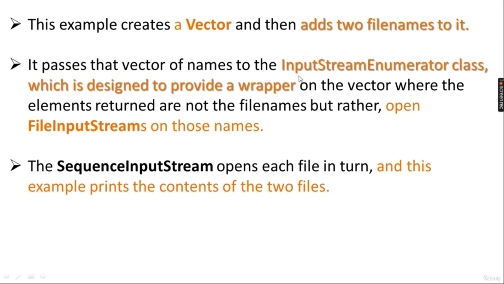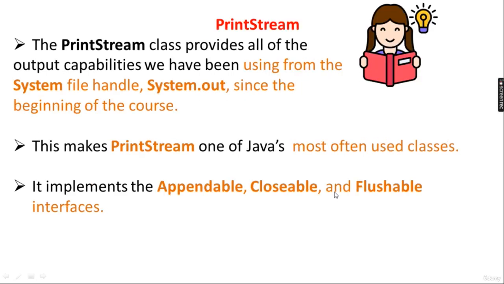This example creates a vector and adds two file names to it. It passes the vector of names to the input stream enumerator class, which is designed to provide a wrapper on the vector where the elements returned are not the file names but rather open file input streams on those names. Okay, SequenceInputStream opens each file in turn, and this example prints the contents of the two files.